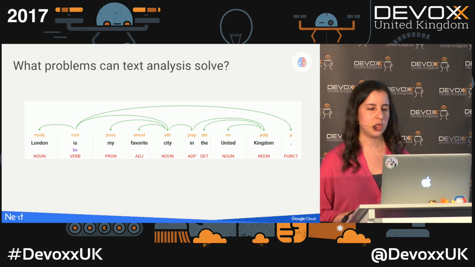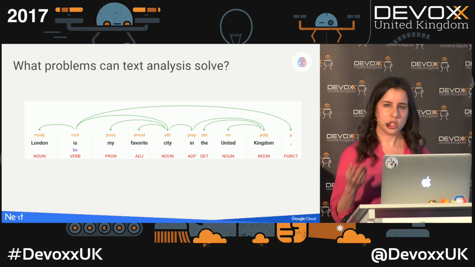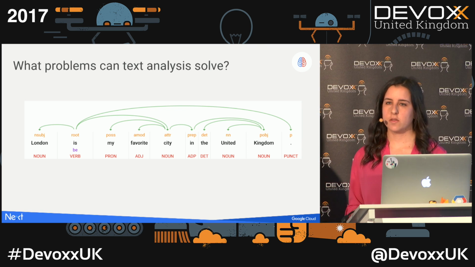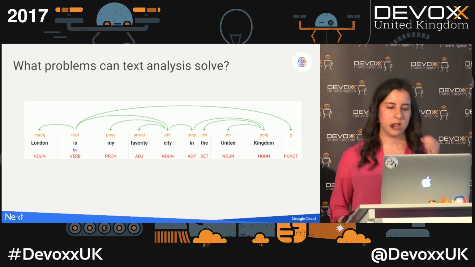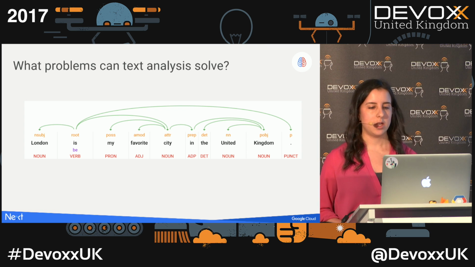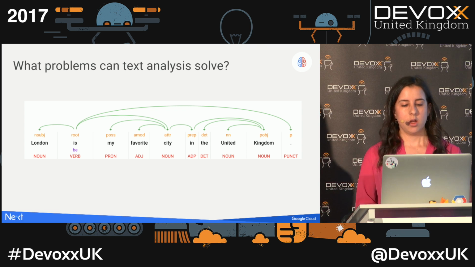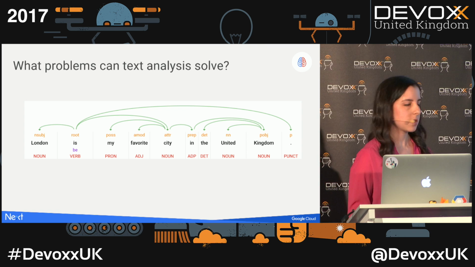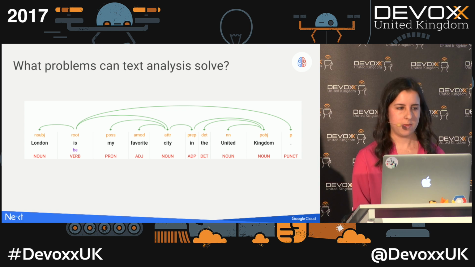Another thing you might want to do is find the relationships between different words in a sentence or extract the key phrases from a sentence. So in this sentence about London, I might want to extract that it's about London and the United Kingdom, and I might want to be able to tell what adjectives are being used to describe a specific subject in my text. That's where these types of APIs might come in handy.